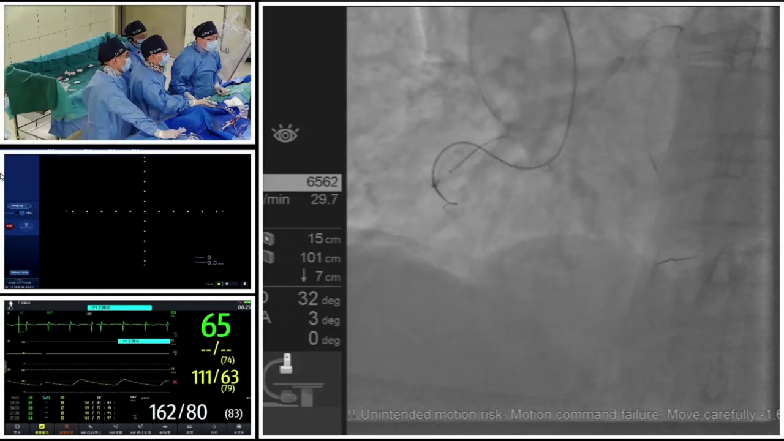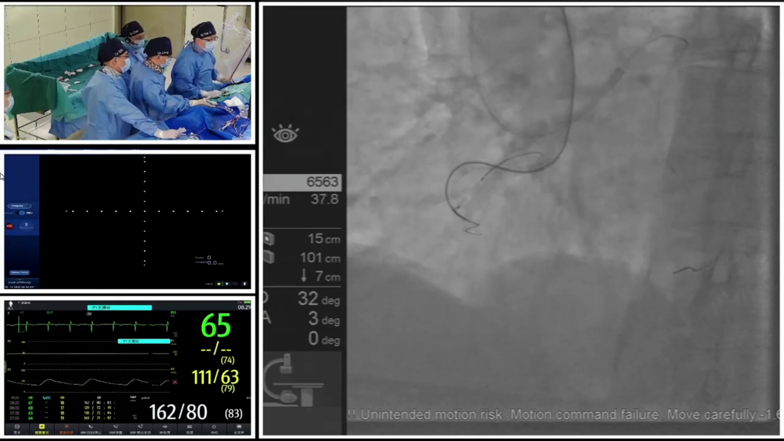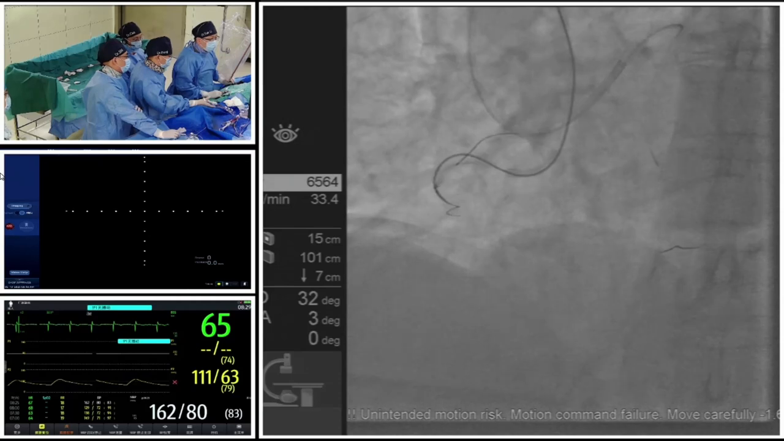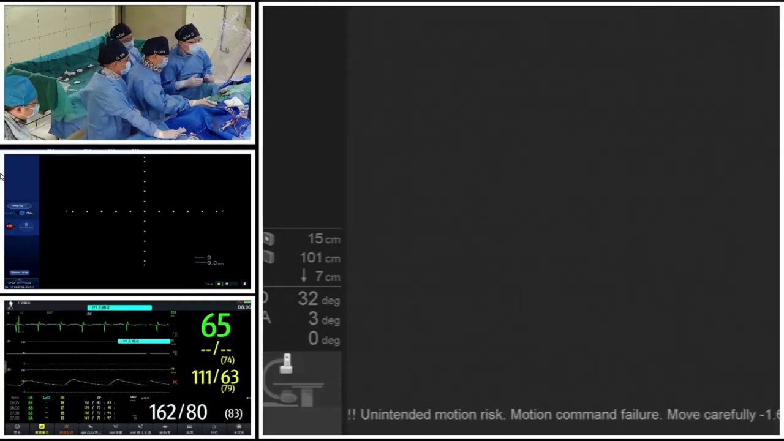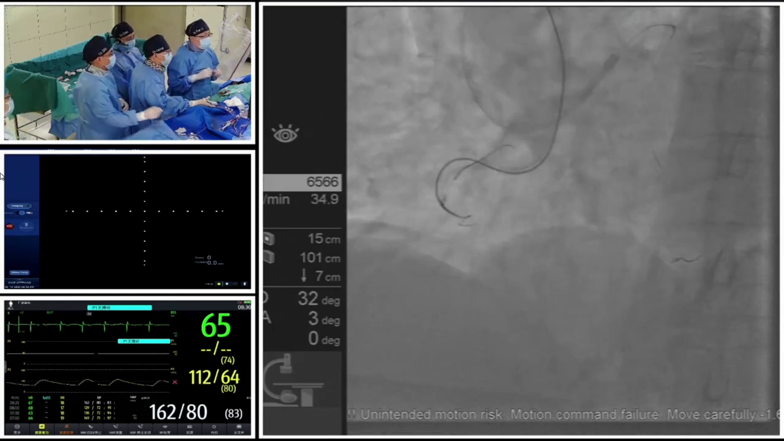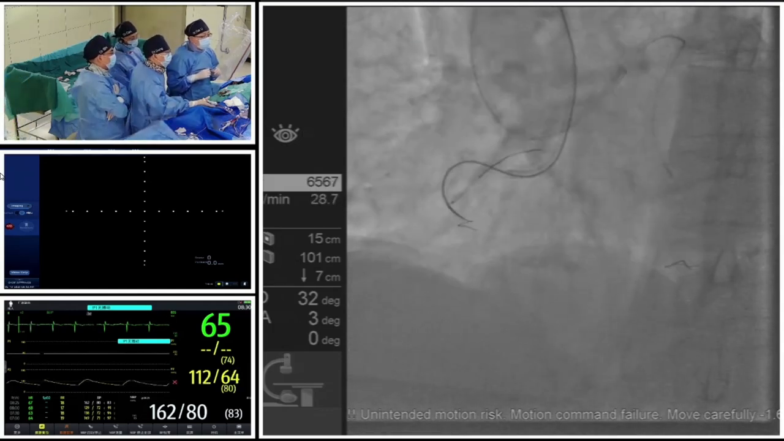Now we can see that Professor Li has changed to the antegrade wire to attempt to go from the antegrade, because we just tried the retrograde, but the microcatheter had some resistance in passing through the septal collateral.